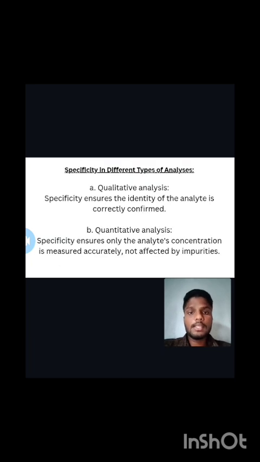And next one is specificity in different types of analysis. First one is qualitative analysis, second one is quantitative analysis. In qualitative analysis, specificity ensures the identity of the analyte is correctly confirmed. In quantitative analysis, specificity ensures only the analyte concentration is measured accurately, not affected by impurities.